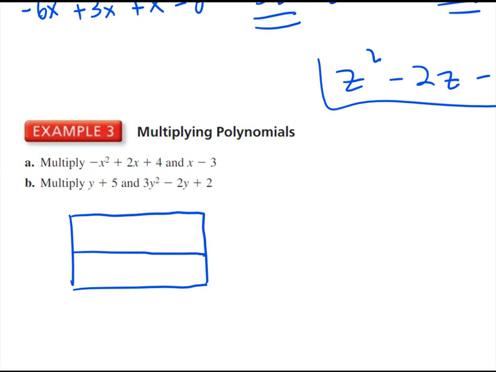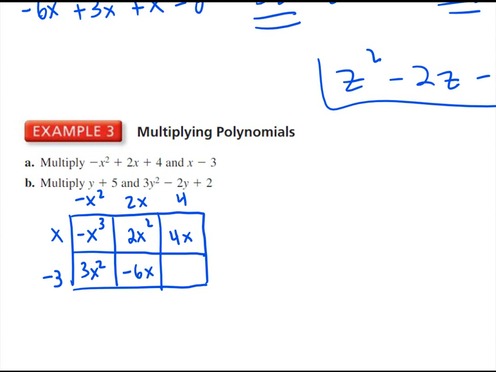So we've got negative x squared here, and a positive 2x and a positive 4. Over here we have x and a negative 3. So I would multiply negative x to the third, 2x squared, 4x. Over here we end up with positive 3x squared, negative 6x, and negative 12. And then just combine all the like terms inside. So we end up with negative x to the third plus 5x squared minus 2x minus 12.